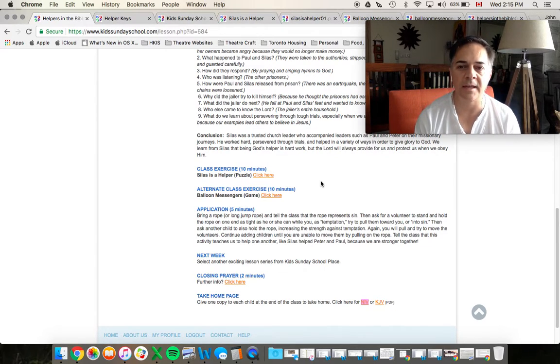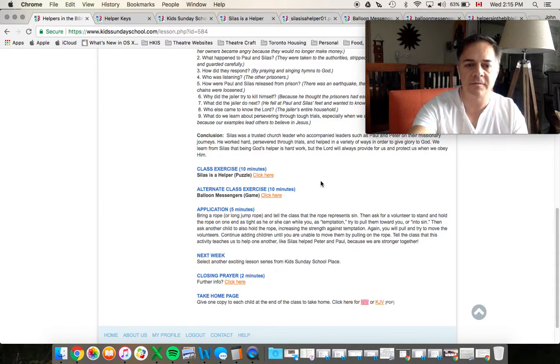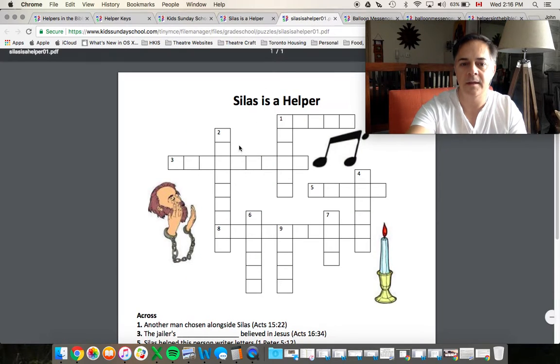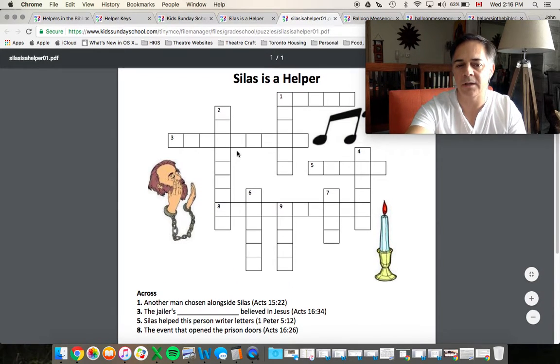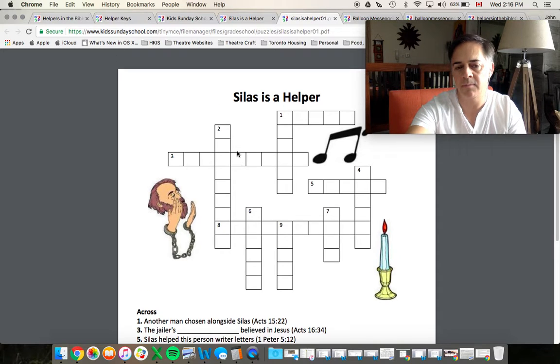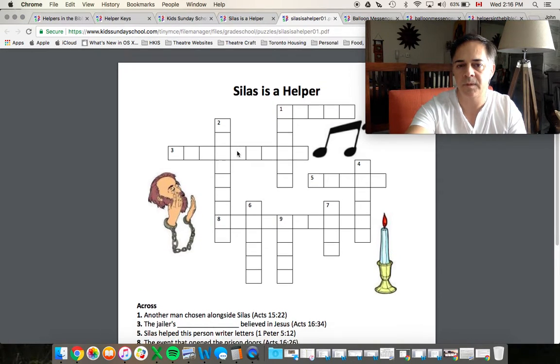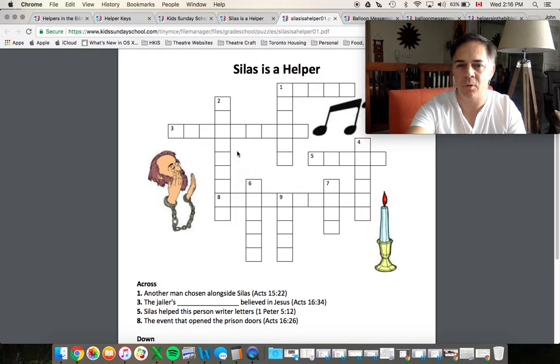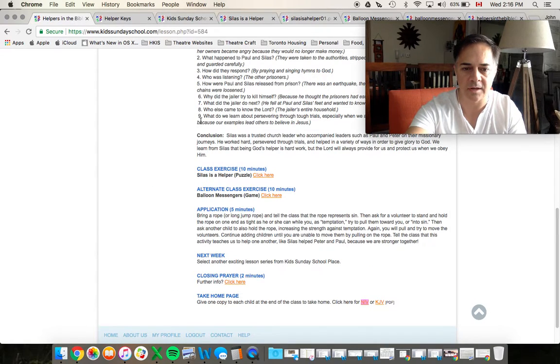And it's a good way to get them doing things, right? Some of them really need that chance to get rid of that physical energy. And then the final activity that I would do is the crossword puzzle, which is the Silas is a helper puzzle. It doesn't really require a lot of thought, some thought, but for those that are ready to shut down at that point, that's okay. It's not going to be a problem. Those who want to do it, that's great as well. It gives them the option to do so.